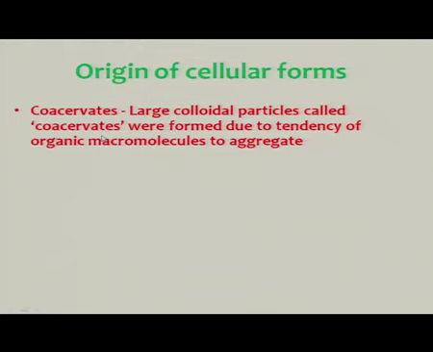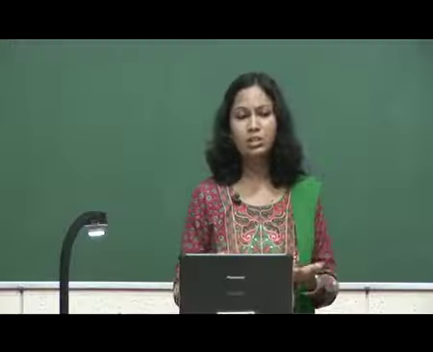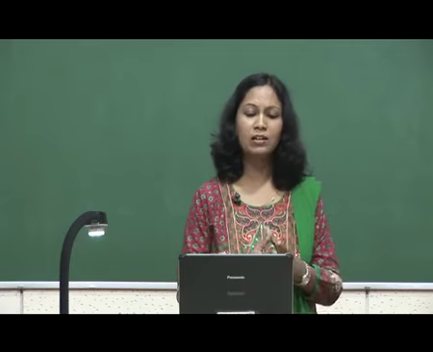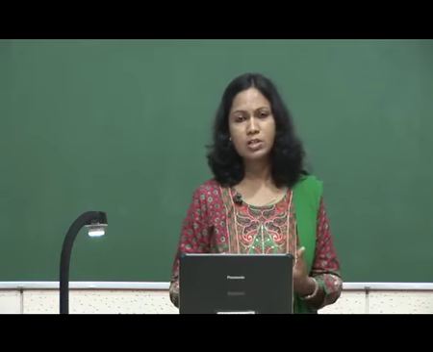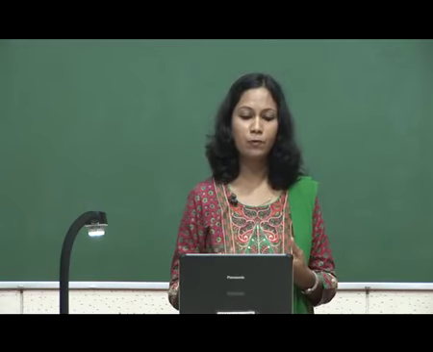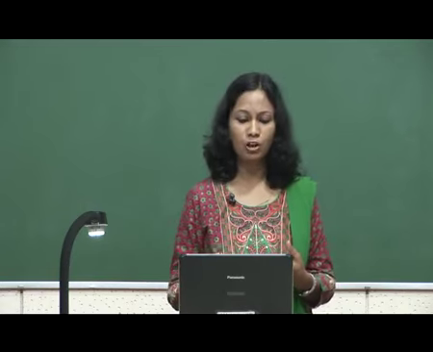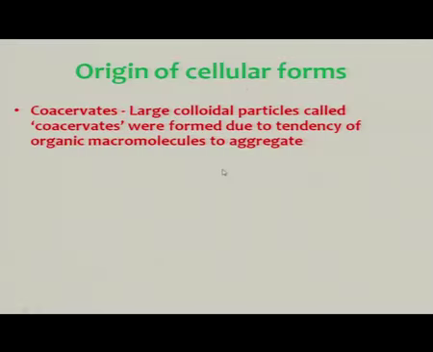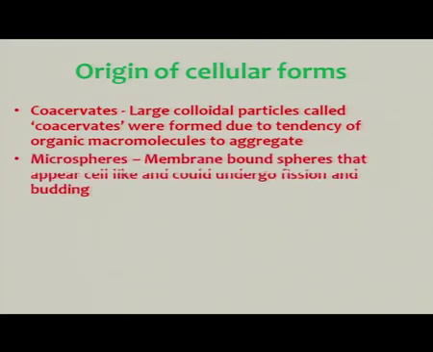Coacervates. Coacervates were large colloidal particles. This is the name given to the large colloidal particles which were formed because of the tendency of organic macromolecules to aggregate together. So, what are coacervates? Coacervates are actually the aggregation of organic macromolecules. So, the coacervates were formed once the biomolecules were formed. Then, because of their tendency to aggregate together, they formed coacervates.